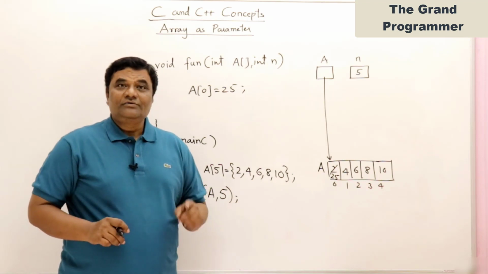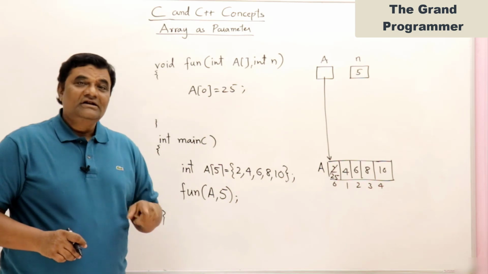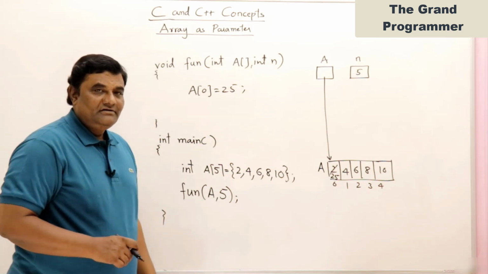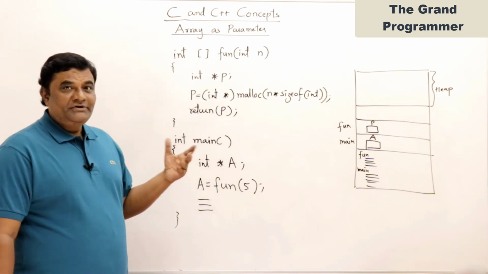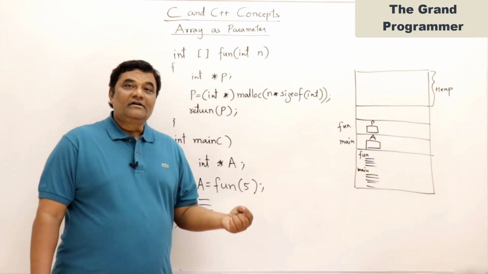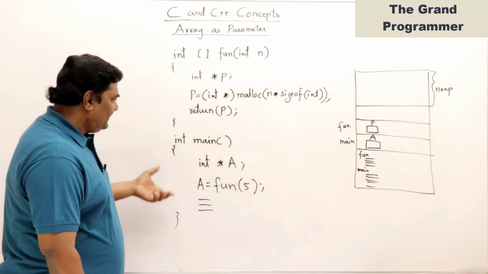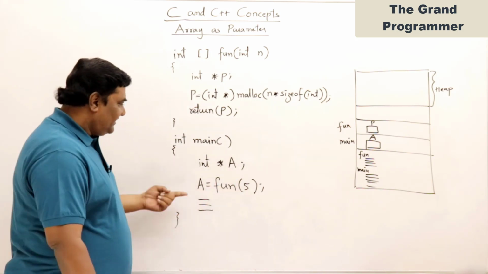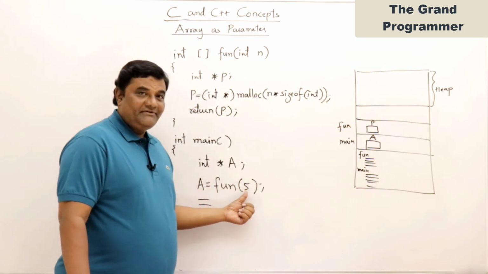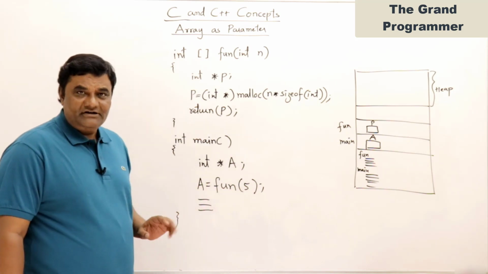Now one more thing I will show you, returning an array. So I will remove this and change the function, then I will discuss it. Here I have an example showing how a function can return an array. Let us look at this code. Here I have the main function, I have a pointer inside the main function, and I am calling a function by passing value 5. Then the rest of the things, whatever may be there inside the main function.